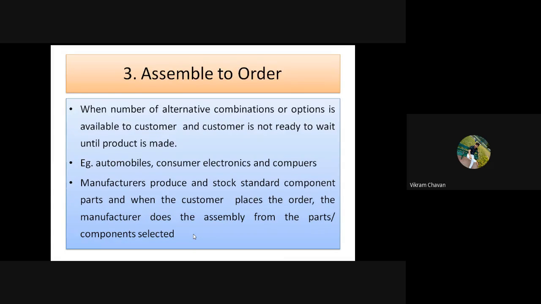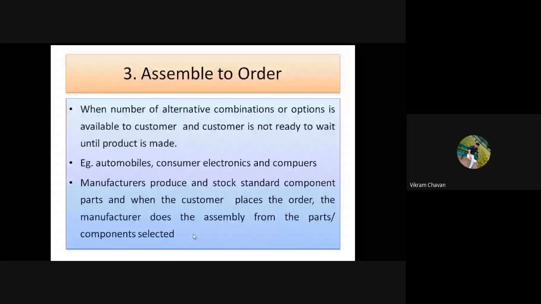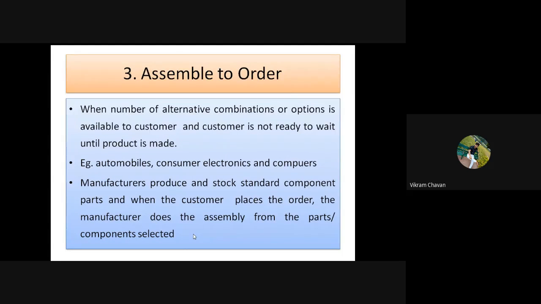And when the customer places an order to buy the product according to the specification, at that time the manufacturer just assembles that particular product and ships or delivers it to the customer. Obviously, some time will be required to assemble and deliver the product, but this type of assemble to order product requires less time as compared to make to order production.